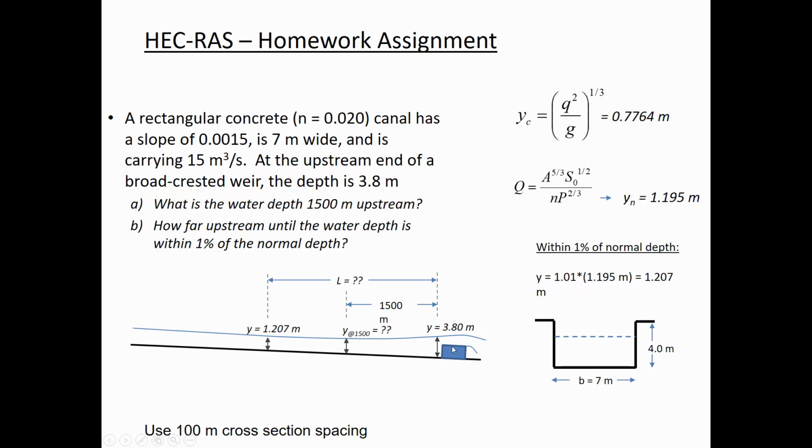As I'm indicating, it's getting less deep upstream, so this is again subcritical flow. I don't tell you the Z's, so you're just going to have to assume some datum. That could be that the datum is 0 at the downstream section. But what I am telling you is the slope of the channel and the distances that we're interested in. So my suggestion is to use 100-meter cross-section spacing as you're working upstream.